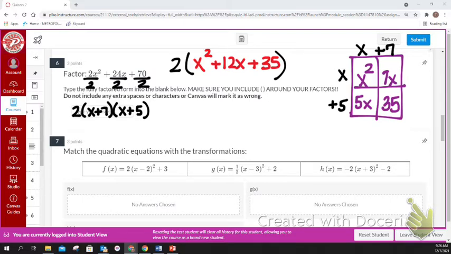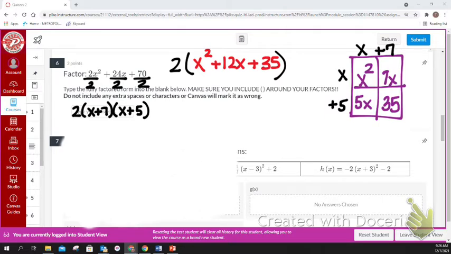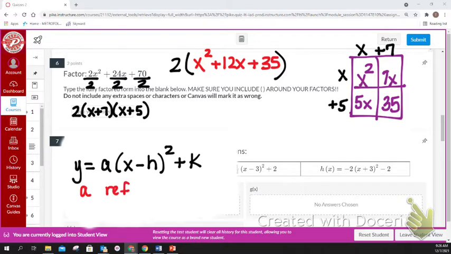I'm not going to go through number 7, but you might want to put on your review sheet some things to help you remember transformations. That is a really big part of this unit or this semester. Remember your A. This is your formula for transformations of a quadratic. So A reflects it across the x-axis if it's negative.